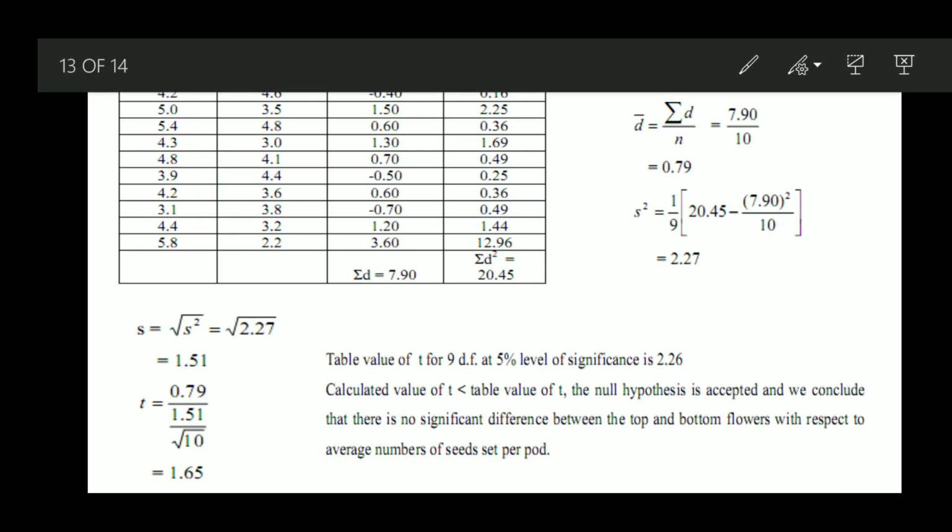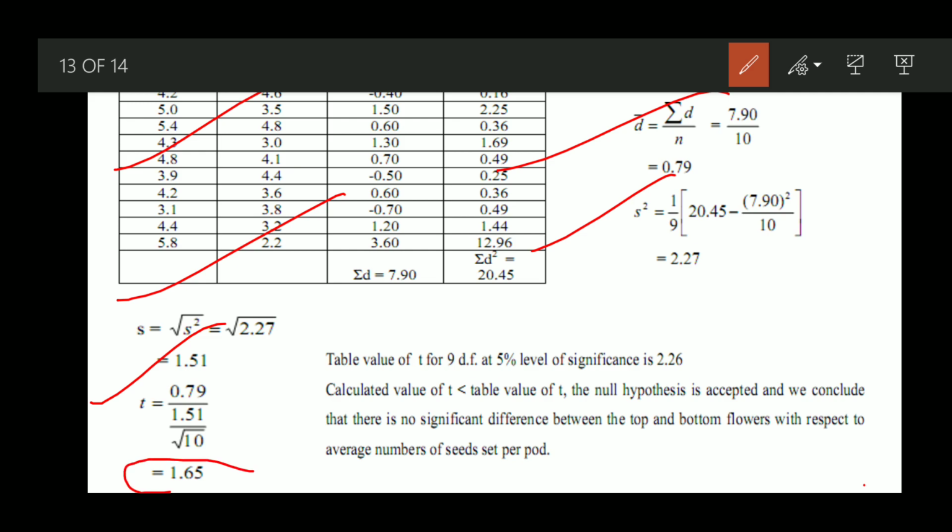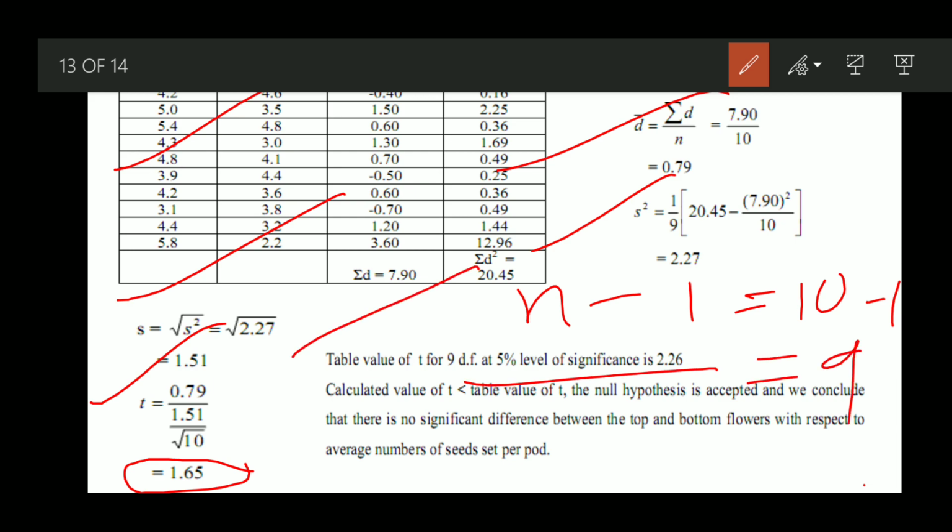Next, using this table we have calculated d bar here, s square here, s, and accordingly t, which is equal to 1.65. And now we know how to read the t table, and accordingly our degrees of freedom equal to n minus 1, n is equal to 10 minus 1, that is your 9. Okay, 9 with 5% level of significance is 2.26.